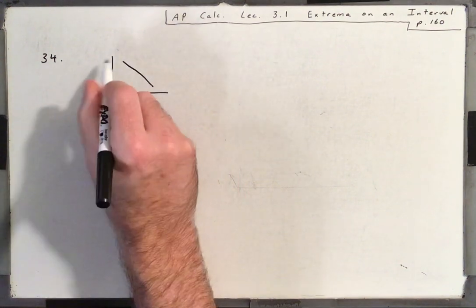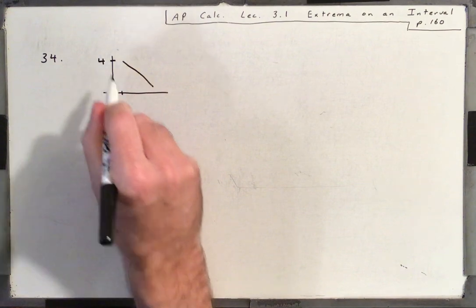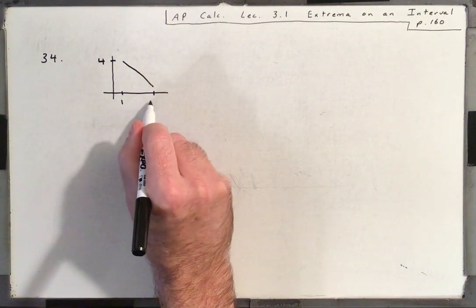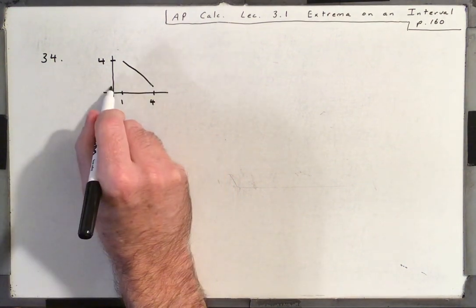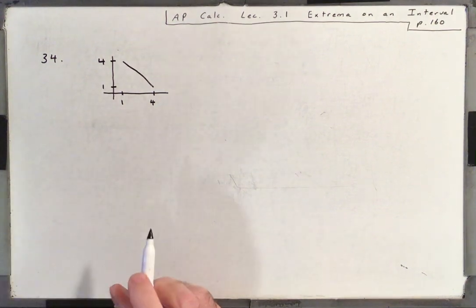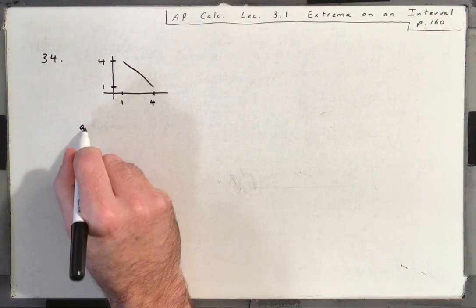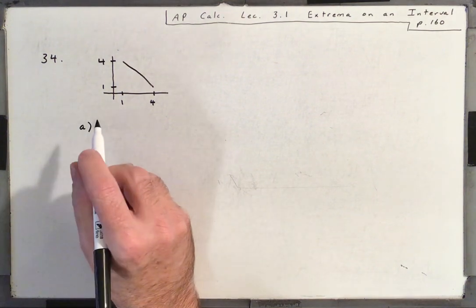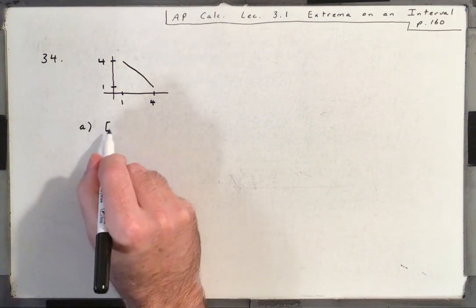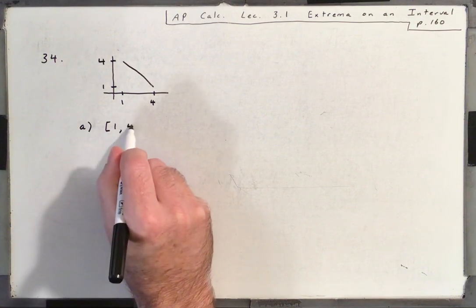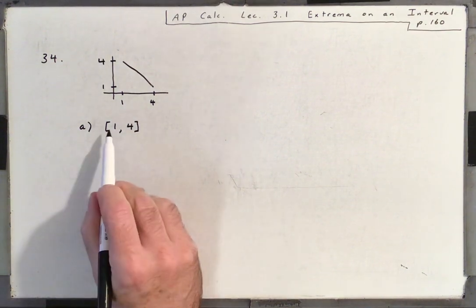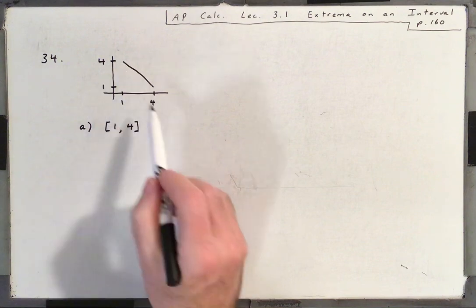This is 4, this is 1, and this is 4, and the y value there is 1. So we've got a declining function there. Part A, we want to find the max and min on the closed interval 1 to 4. Well, we get to include the endpoints.